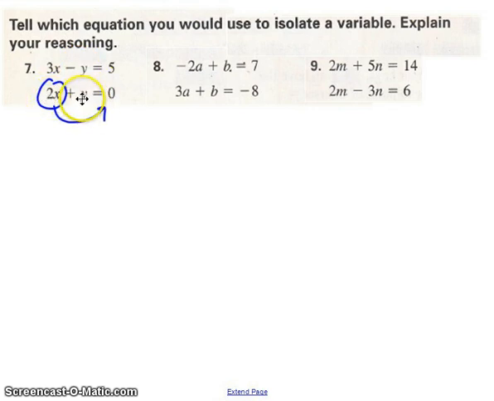I've picked this y because it's positive and it doesn't have any number in front of it to mess with. I'm going to move the 2x over. Y in this case becomes -2x. All right, based on that, go ahead and do number 8. Choose for yourself which one you want to work with. Hit the pause button, and when you come back I'll show you what I chose.